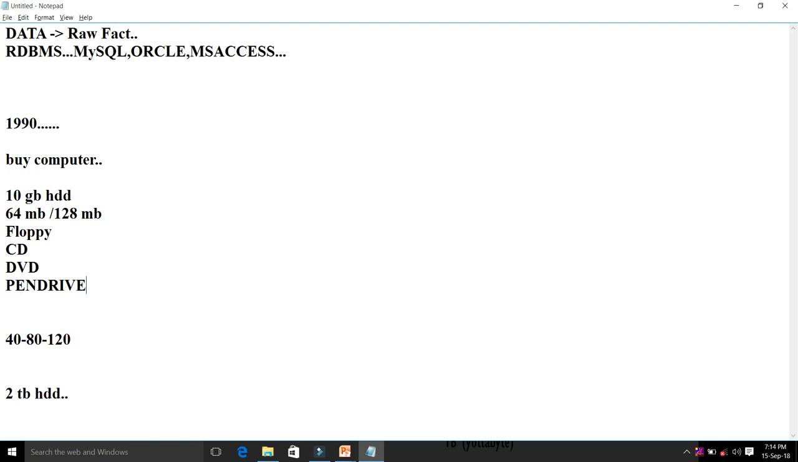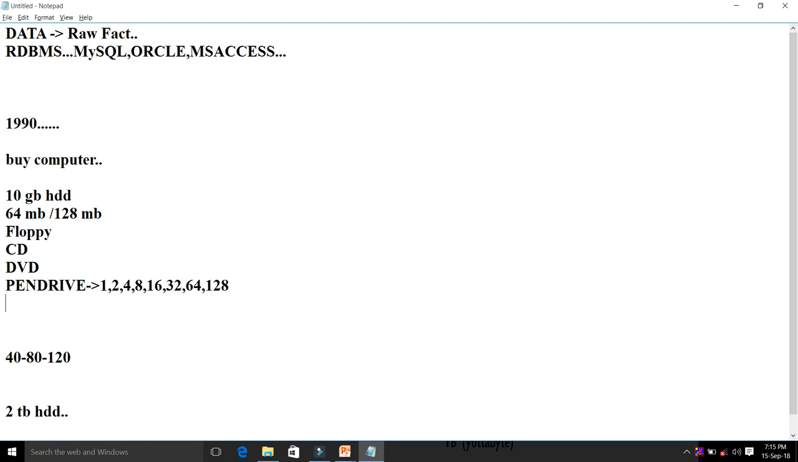Everyone has a pen drive, right? What capacity? Before we had 1 GB, then it converted from 2 GB, then 4 GB, then 8 GB, then 16 GB, then 32 GB. Now we also have 64 GB and even 128 GB pen drives.